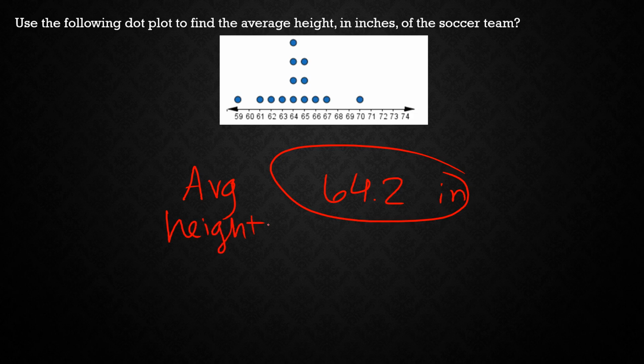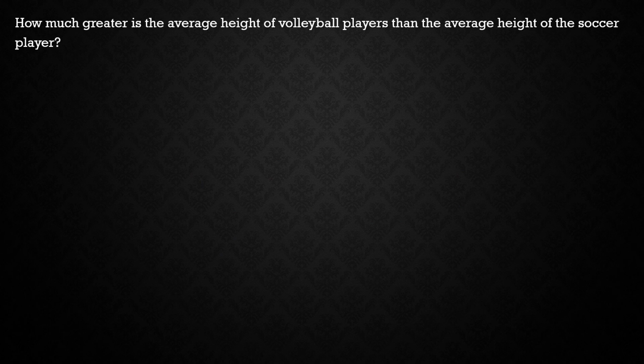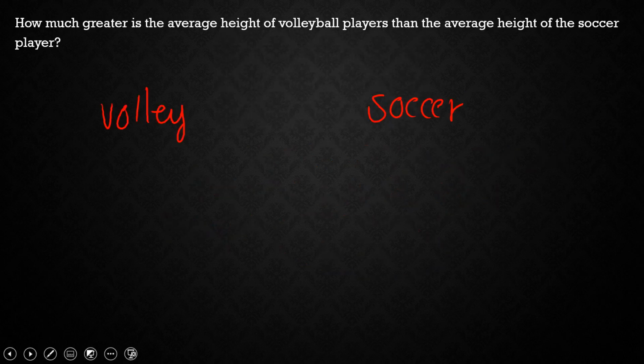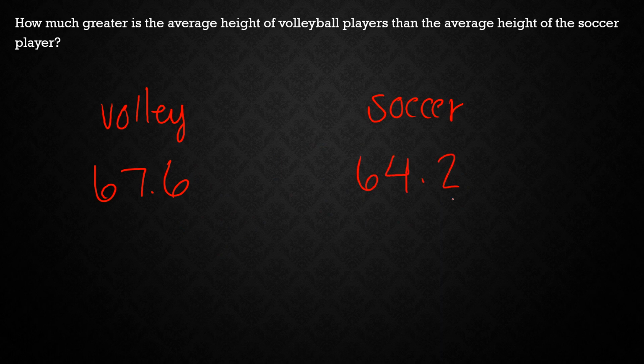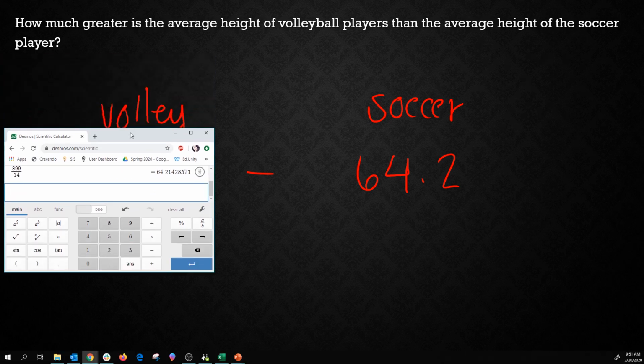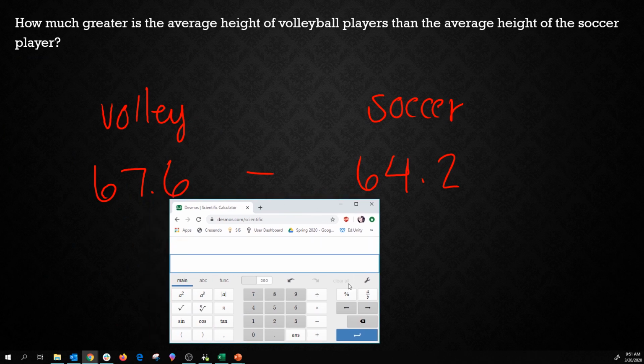Alright, next question, we want to know how much greater is the average height of volleyball players than the average height of soccer players? Well, our volleyball player average was 67.6 and our soccer average was 64.2. If I want to know how much bigger the volleyball average height is over the soccer average height, I would just subtract those two numbers. Again, feel free to type this on your calculator so that you don't accidentally mess up any of your decimals.